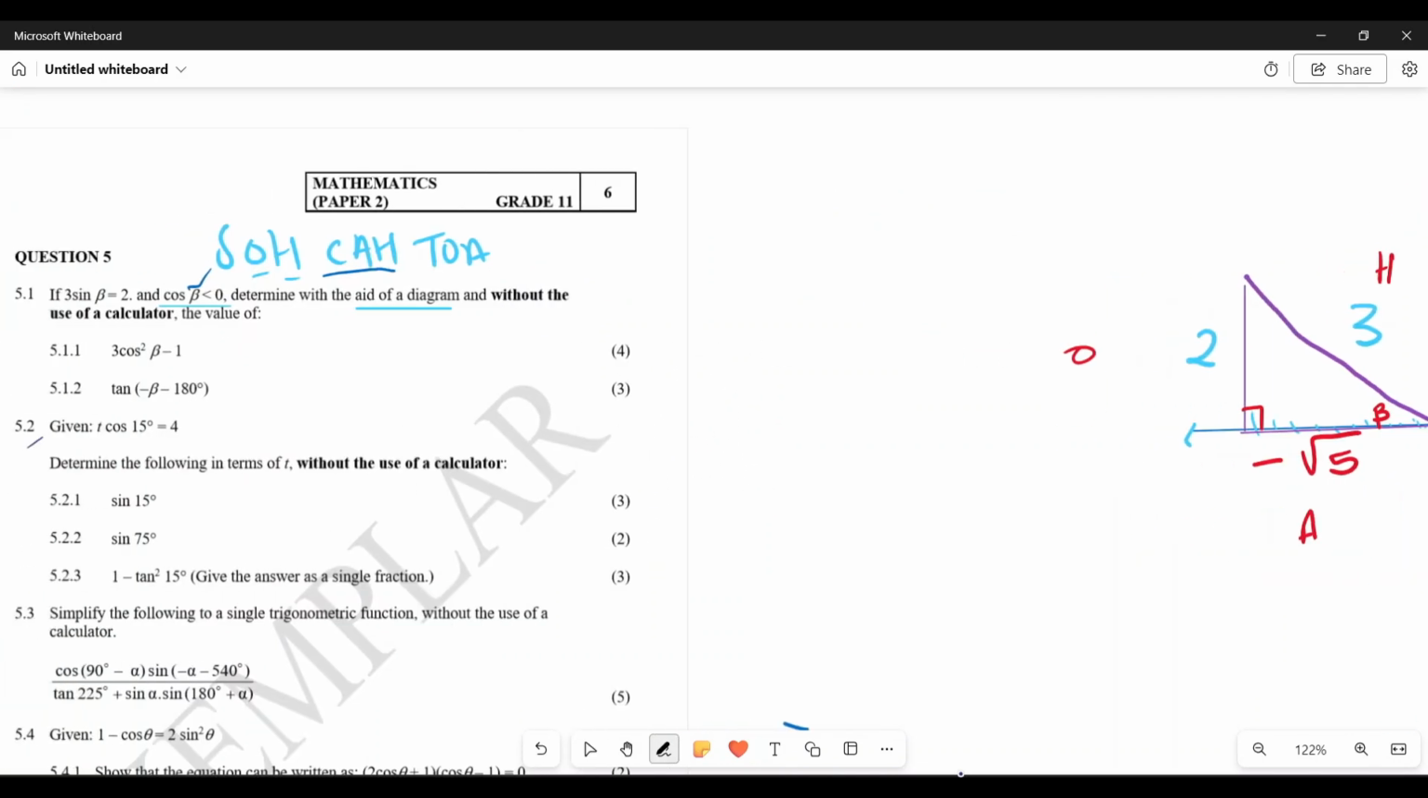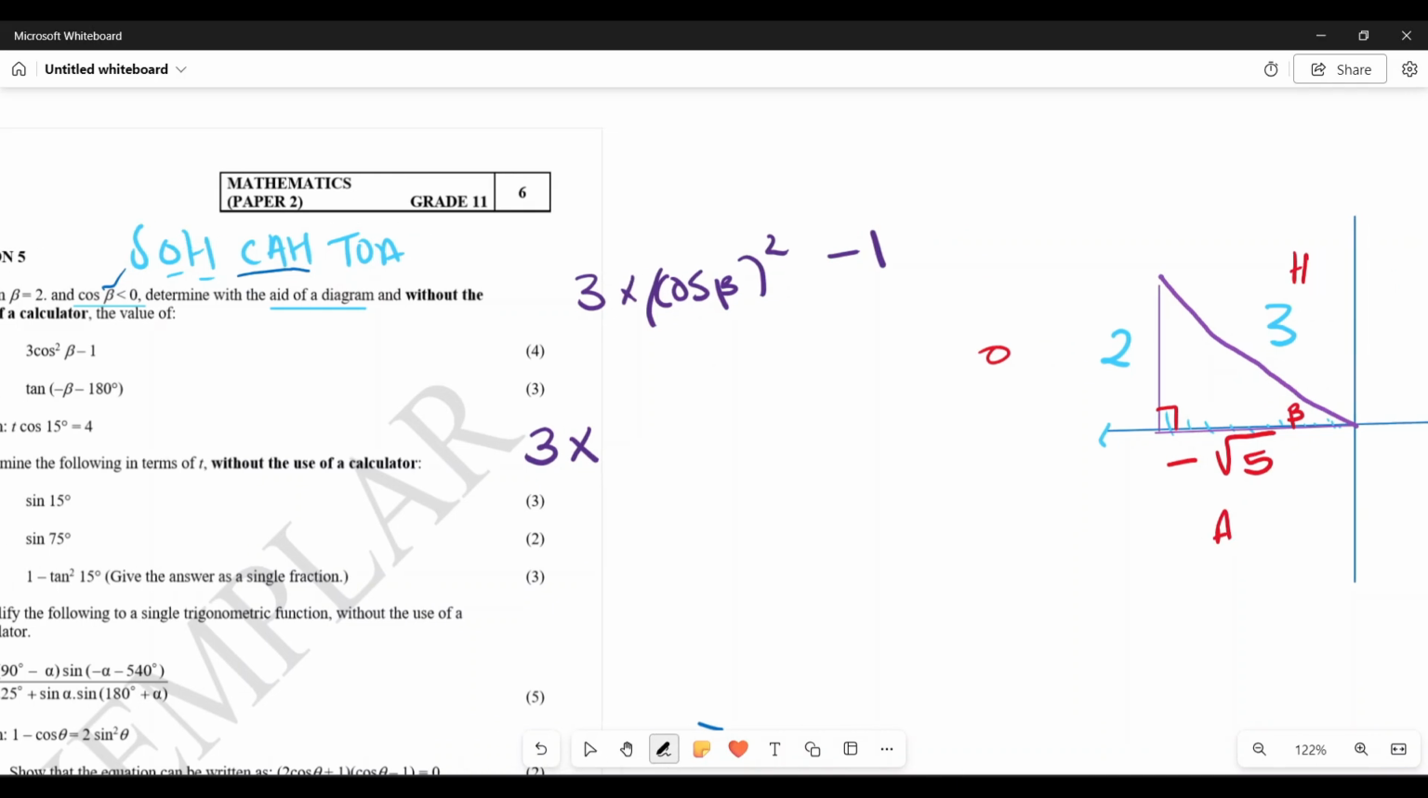Now the first question says 3 cos squared b minus 1. This is the same as 3 multiplied by the cos of b, all squared, minus 1, right? So I'm going to say 3 multiplied by my cos. I'm going to get it from this diagram. Remember, cos is adjacent over hypotenuse. Now, in this instance, what is my adjacent? My adjacent is negative square root of 5. My hypotenuse is 3, minus 1. So now, solving for this is going to be 3 multiplied by, so this squared, right?